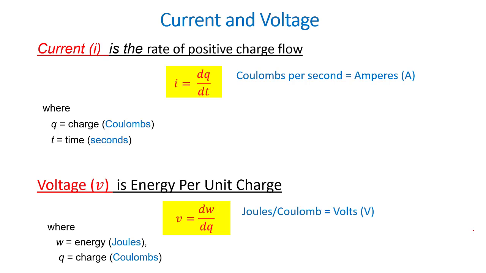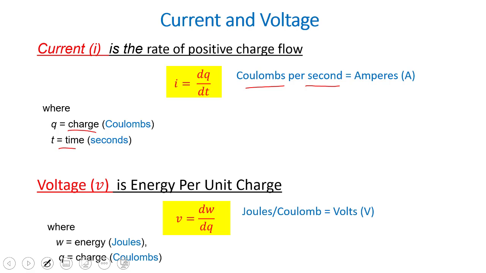Now, first of all, let's define the current. The current is the amount of charge that passes through a conductor per unit of time. So it's coulombs per second. So I is equal to dq by dt, where q is the charge and t is the time.